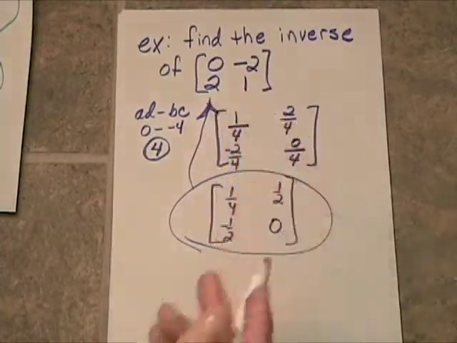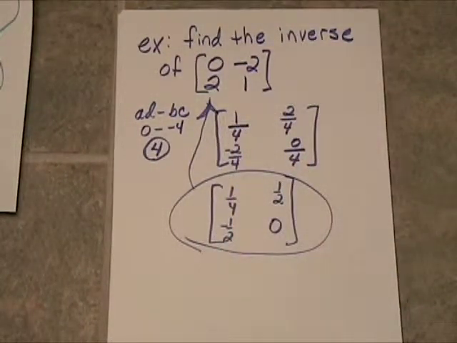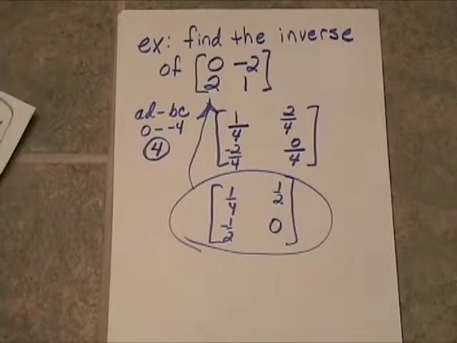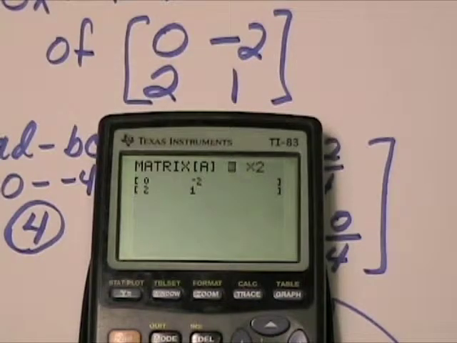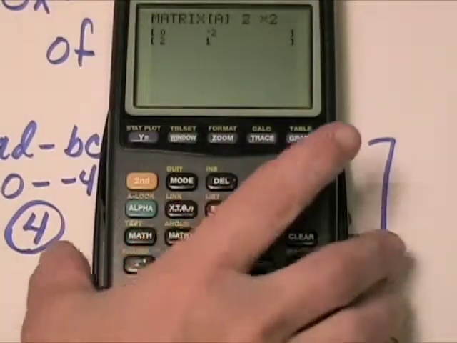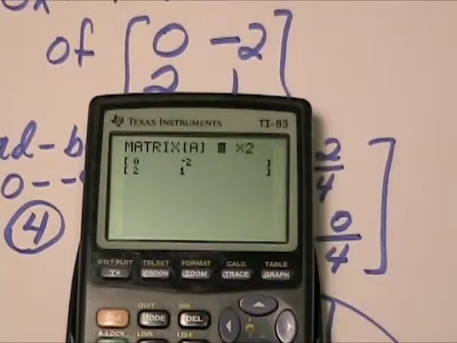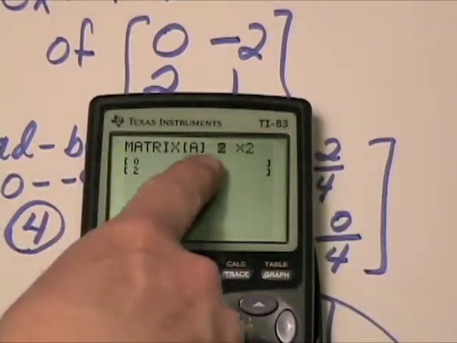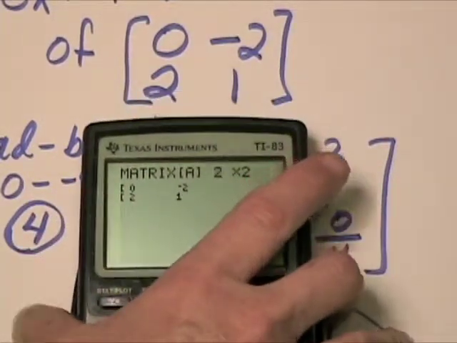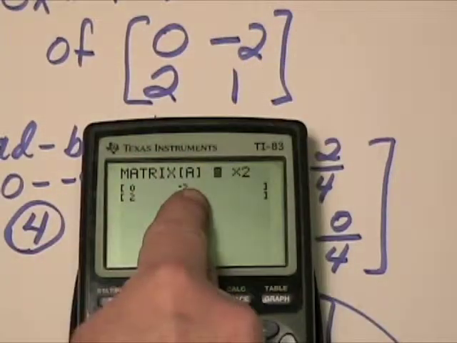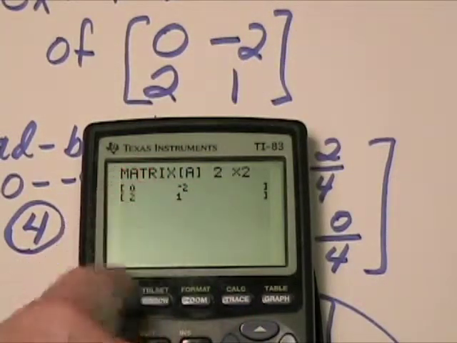Now, all we'd have to do would be multiply them together. If we multiply them together and get the identity matrix, we know it's true. But it's good to know that you can find inverse matrices on your calculator as well. So let's go ahead and try that. Hit your matrix button. And in our case, the matrix button's right there. And go ahead and enter a matrix A. Make sure it's a 2x2. And let's put in the 0, negative 2, 2, and the 1.